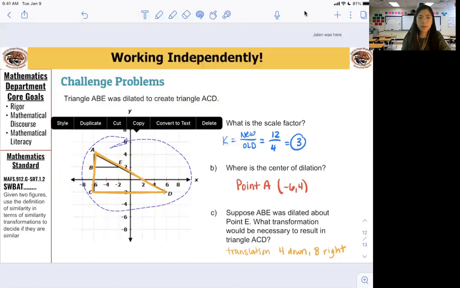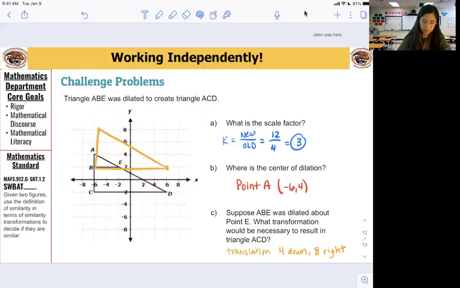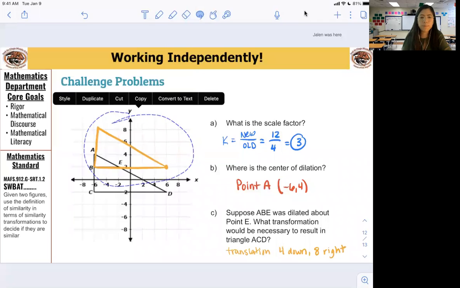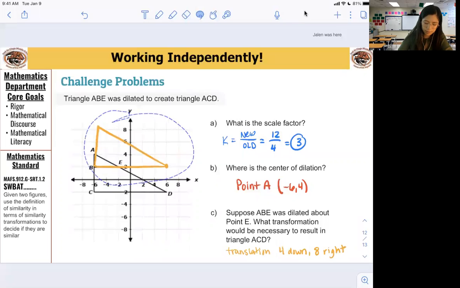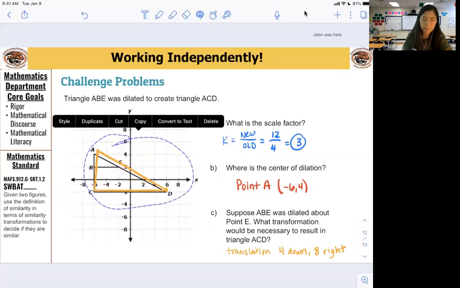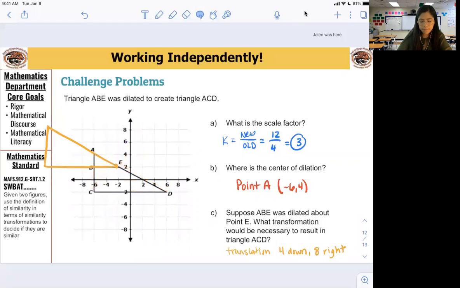Okay, last question. What if the center of dilation was point B? If it was point B, where would it need to go? Down, how many units? 4. Good. 1, 2, 3, 4. So any questions on this one? Any questions on center of dilation?